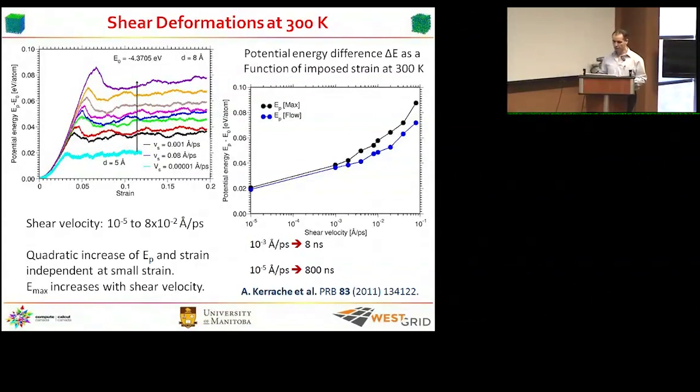So we see that the maximum potential energy depends on the velocity used to move this wall. In the second plot, I just reproduced the maximum and the average potential energy, when it's constant, as a function of the shear velocity. We see that both properties follow the same behavior, which is a quadratic increase of the potential energy as a function of the strain.